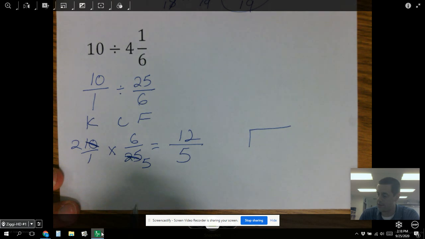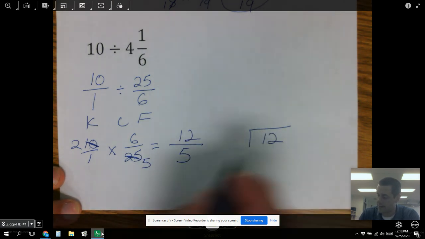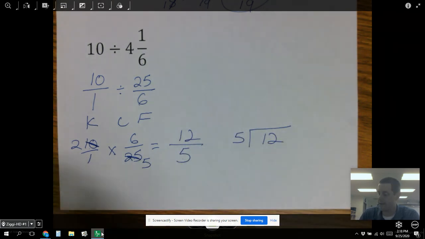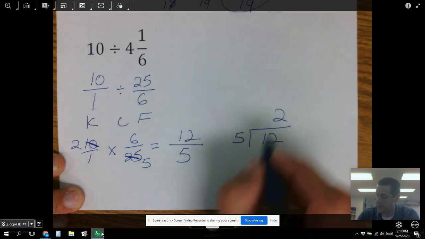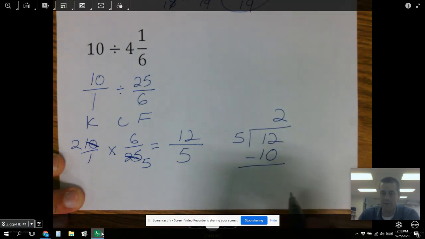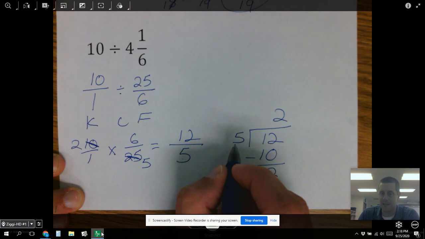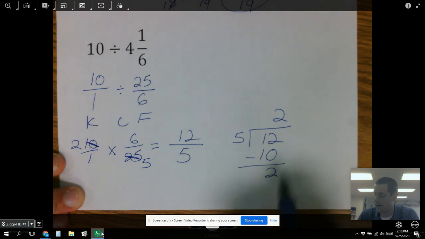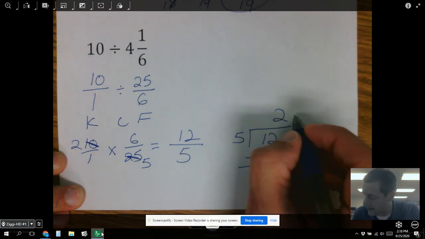Time for a little long division. Numerator on the inside, denominator on the outside. 5 goes into 12 twice. 2 times 5 is 10. 12 minus 10 is 2, which is less than 5. Nothing left to bring down. Means that 2 is my remainder.